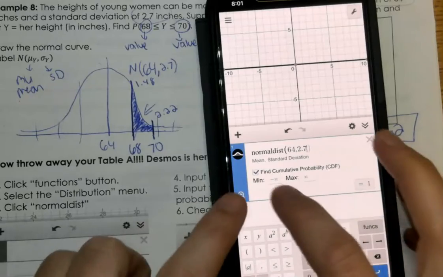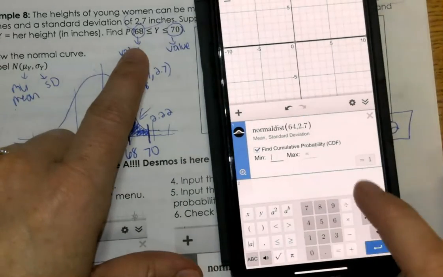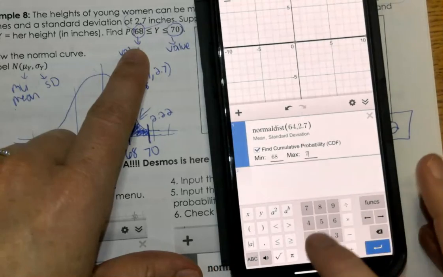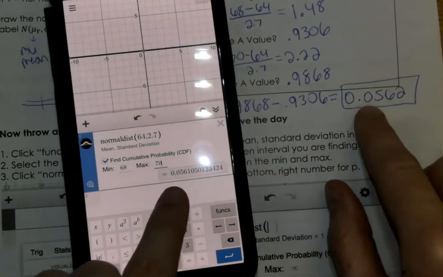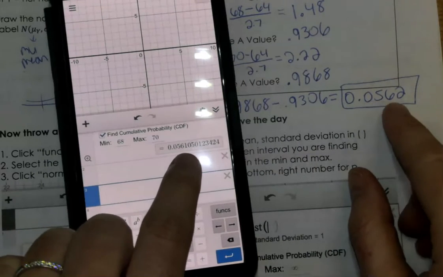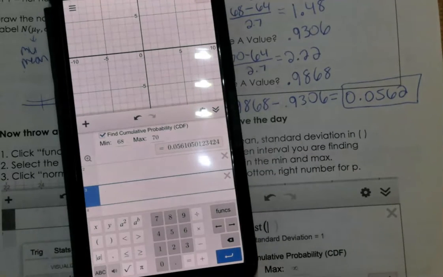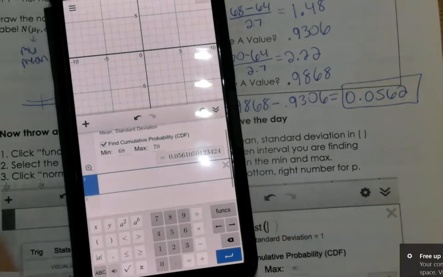Once you click on that, you're able to put in your two values right here. So your values are 68 and 70. Once you do that, it gives you the probability, and it's pretty close to what we had, 0.0561, and we had 0.0562. So that was simple. We didn't even need to look up the table A, and we got it.